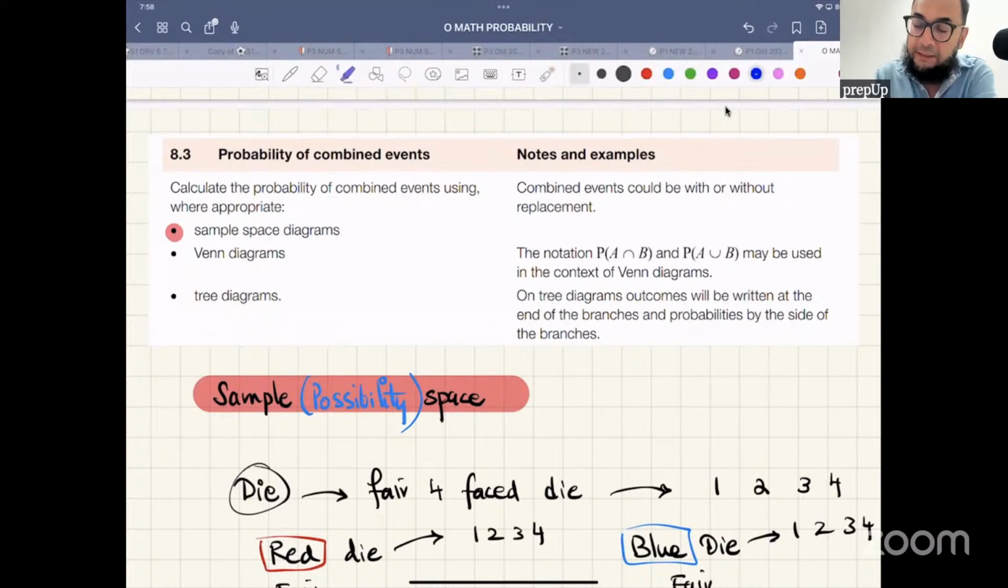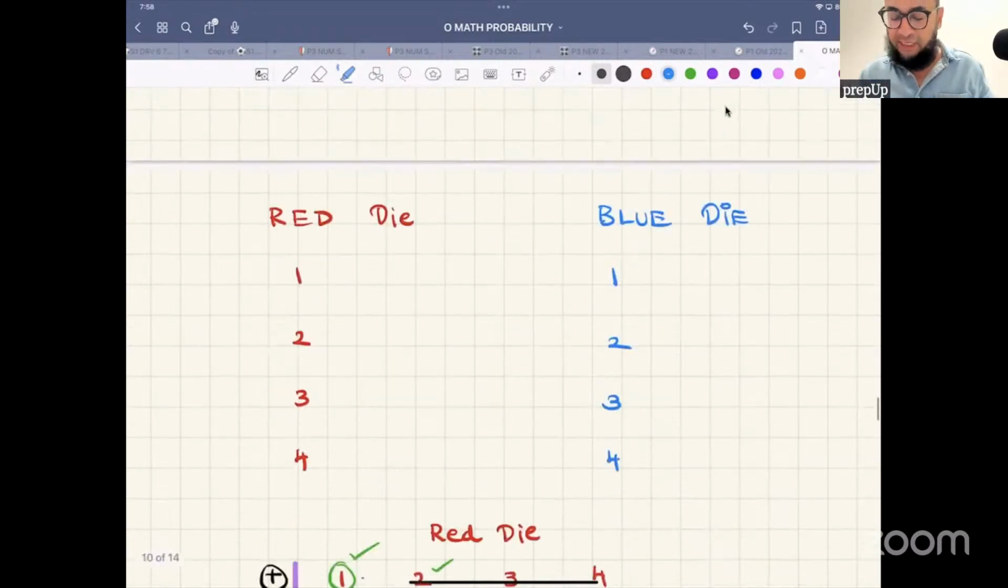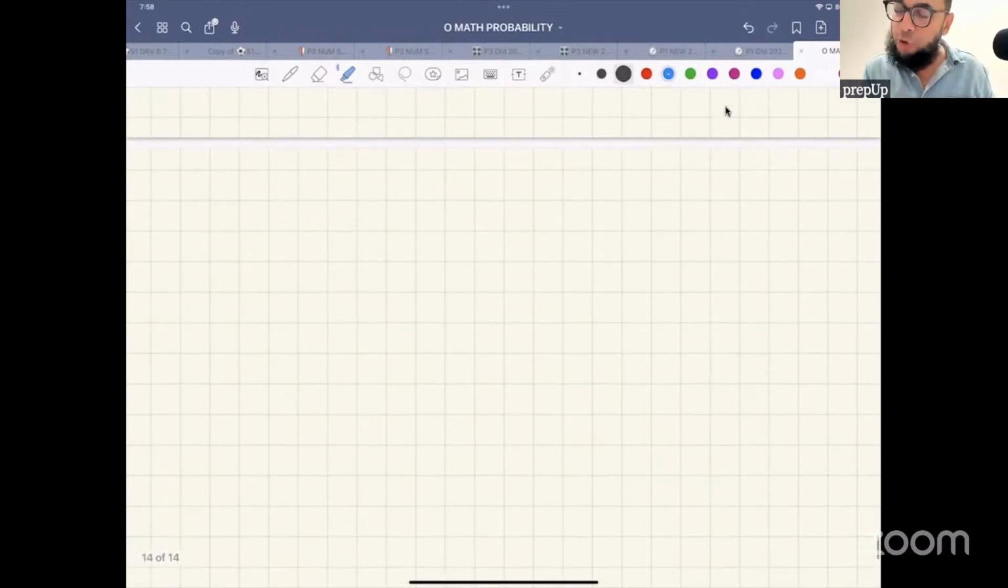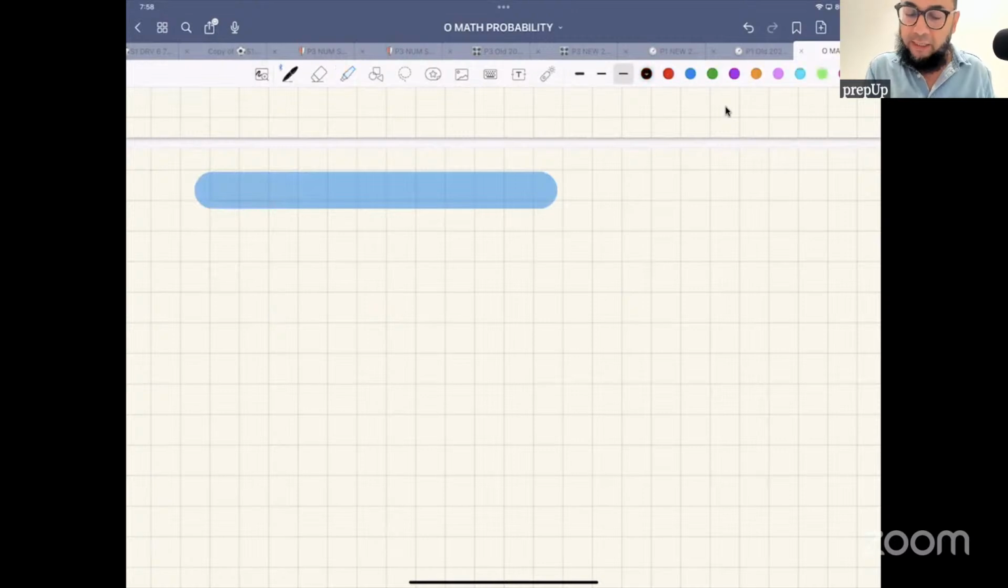So now the next thing that I'm focusing on is Venn diagram. Let's focus on the Venn diagram. Instead of tree diagram, let's first focus on Venn diagram. So now Venn diagram is using set notation. So Venn diagram is using the concept of sets.